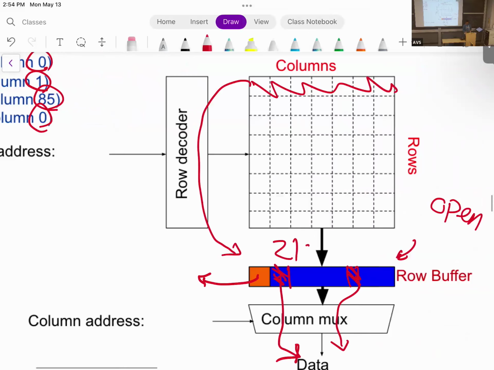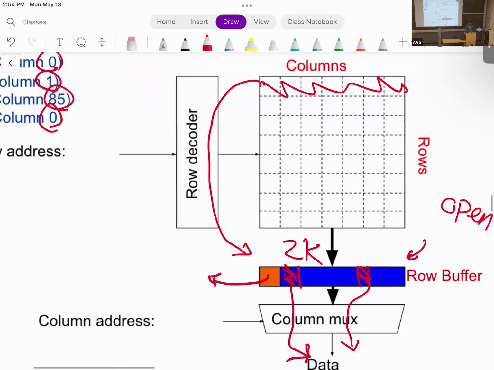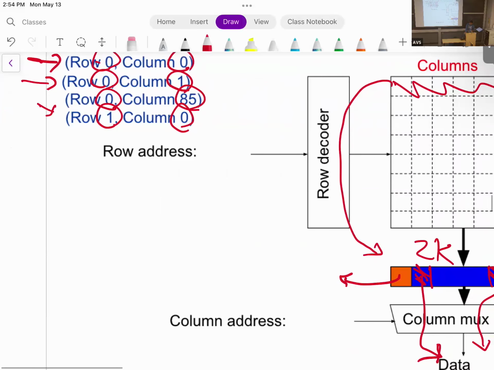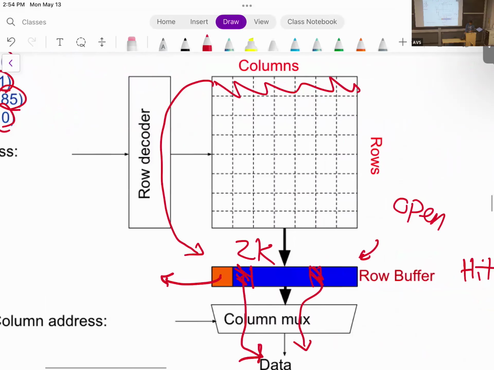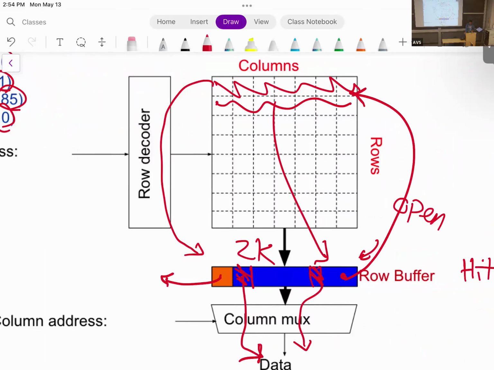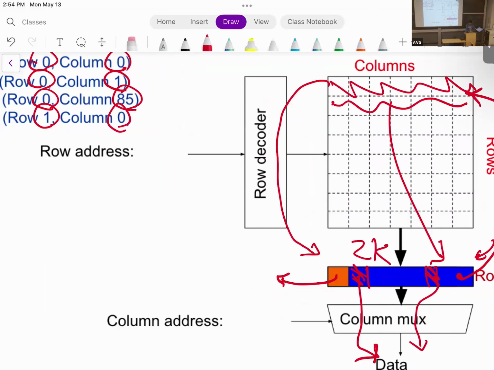Remember that this is usually 2K. Okay, so the row is pretty big. Then this row 1 comes, and then I see that, oh, this row is not actually there. So I need to write this back. Then I need to write this into the row buffer and then bring out the column 0 of that.